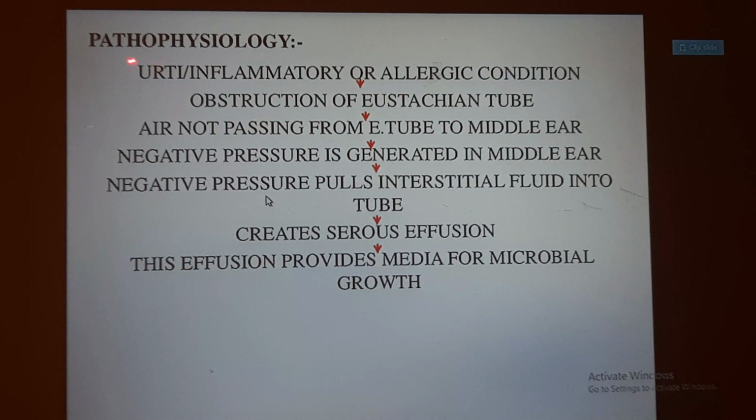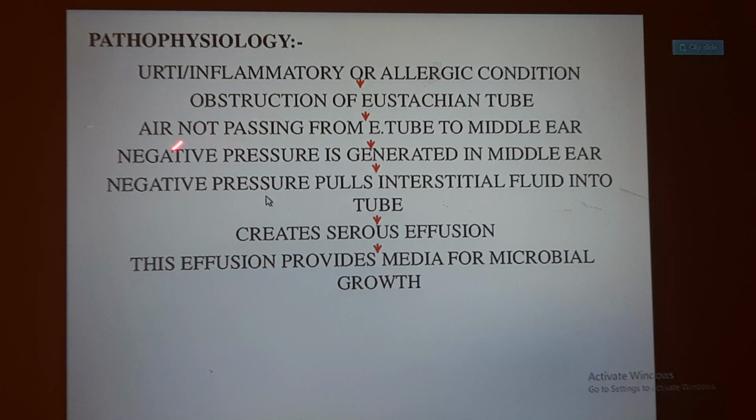In the pathophysiology, first it is showing that there is some etiological factor. Etiological factor means the causes. Here they have taken the example of URTI, upper respiratory tract infection, or infection due to any allergic condition. Due to this reason, there will be obstruction of the Eustachian tube, which I already showed you in the first diagram. That means the pathway will be obstructed.